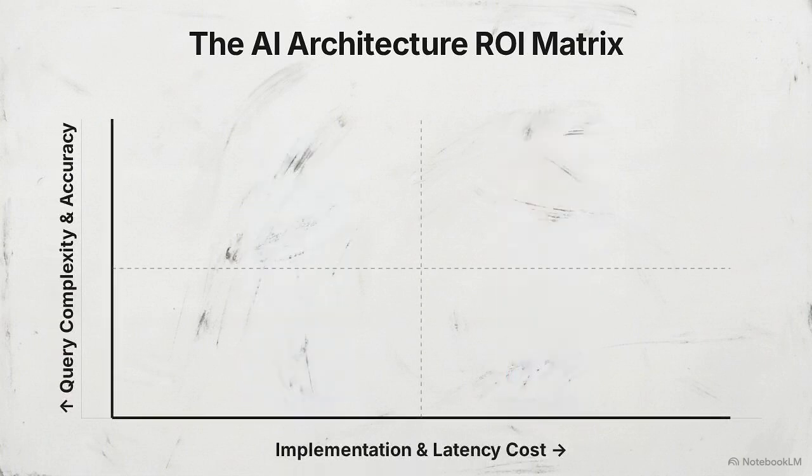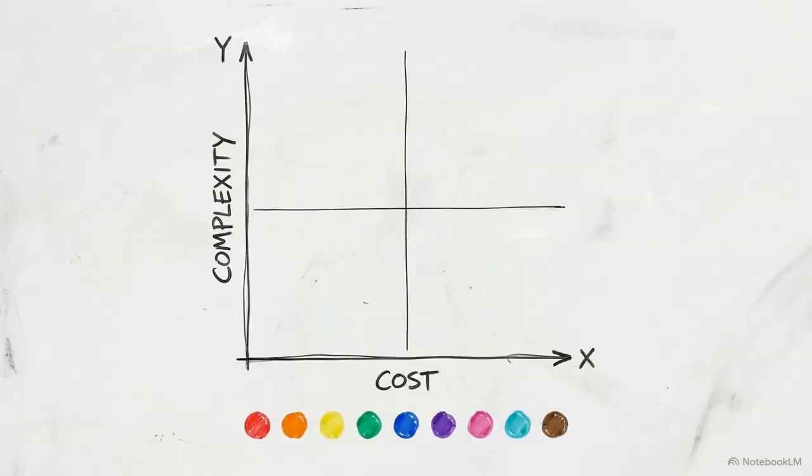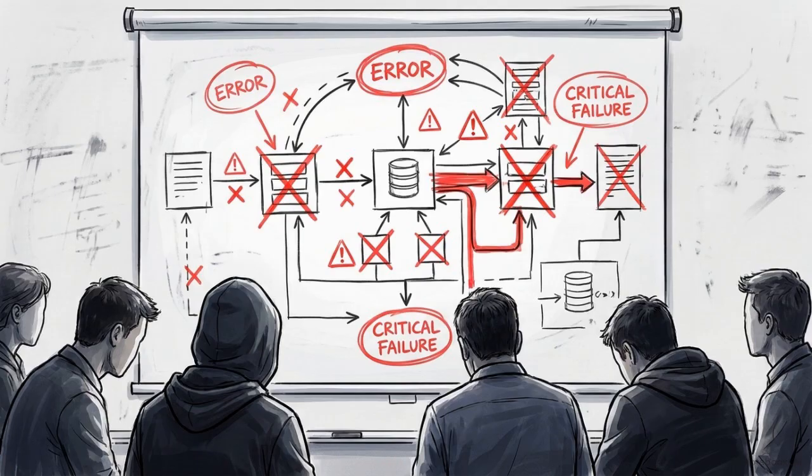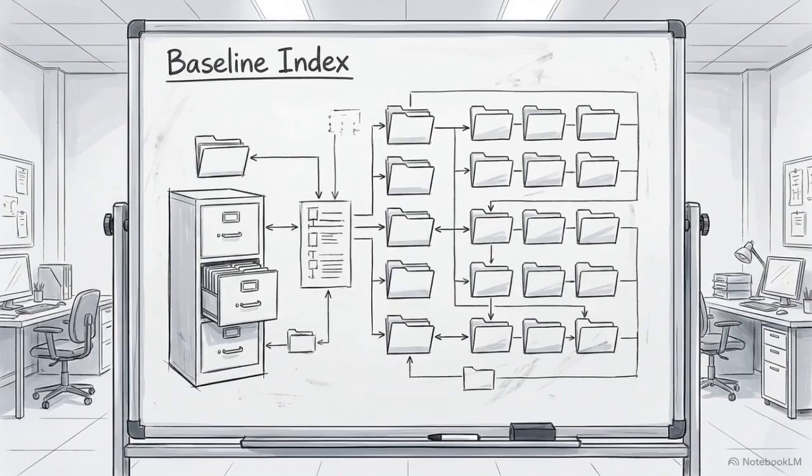To navigate this, we use this chart. It maps the exact implementation and latency costs on the x-axis against query complexity and accuracy on the y-axis. We are going to plot the 9 core RAG architectures onto this matrix to determine their true return on investment for your specific project. Over-engineering a simple task or under-equipping a high-stakes search kills AI projects faster than a weak foundational model. We start with standard RAG.